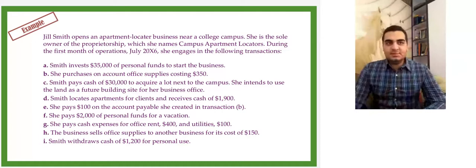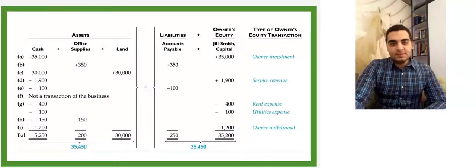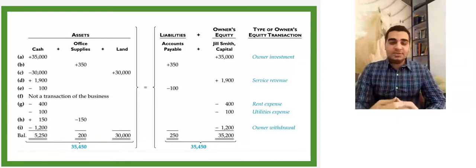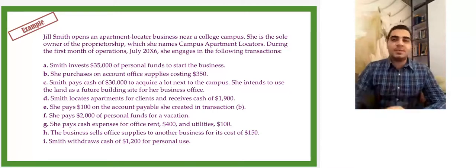It says here, Jill Smith opens an apartment locator business near a college campus. She is the sole owner of the proprietorship, which she names Campus Apartment Locators. During the first month of operations, July 26, she engages in the following transactions. There are 9 transactions, A to I. And in this page, first, we're going to prepare an accounting equation, as you see here. Then let's see what the transactions are.